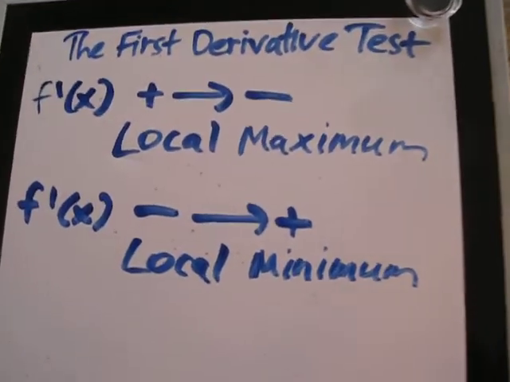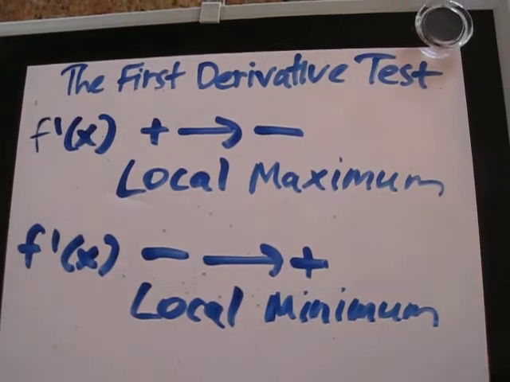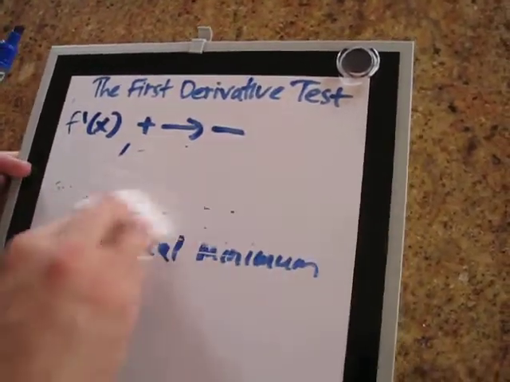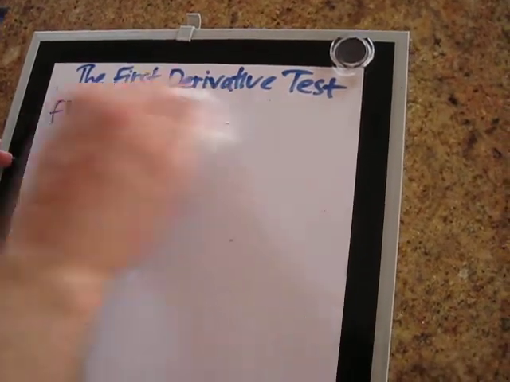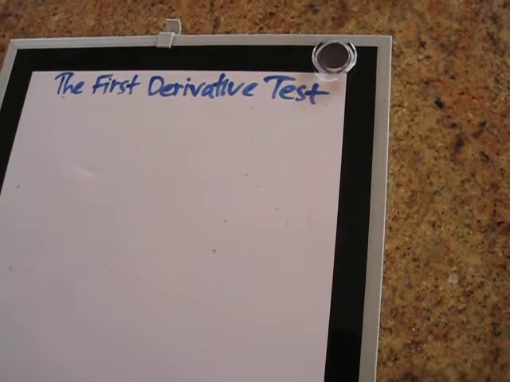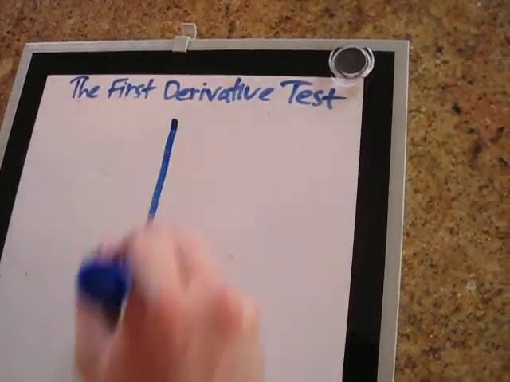So the first thing I'm going to do is show you the graph of a function with a local maximum and then a graph with a local minimum. So here is the graph of a function with a local maximum.